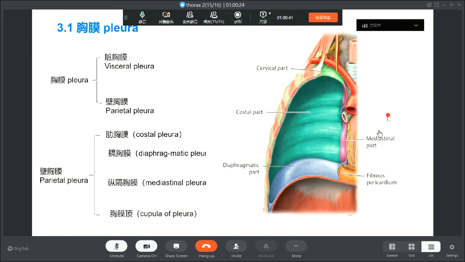Okay, and this picture shows the parts of the pleura. This part is the cervical part, and then this green is the costal part, and this blue region shows the diaphragmatic part, and the pink region is the mediastinal part.